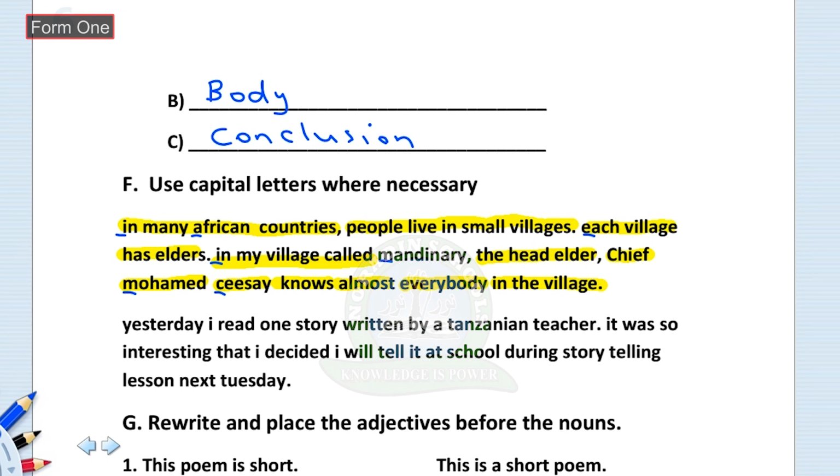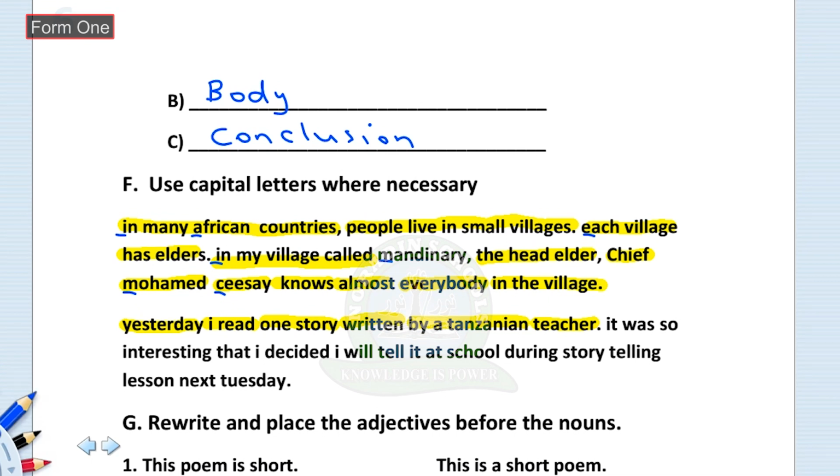Well, a new paragraph. Yesterday, I read one story written by a Tanzanian teacher. In this sentence, we have a particular day. Yesterday, at the beginning of the sentence, the word Y should be capitalized.